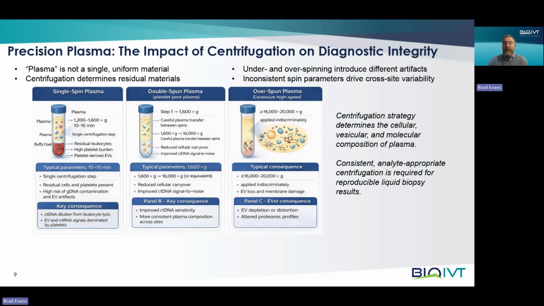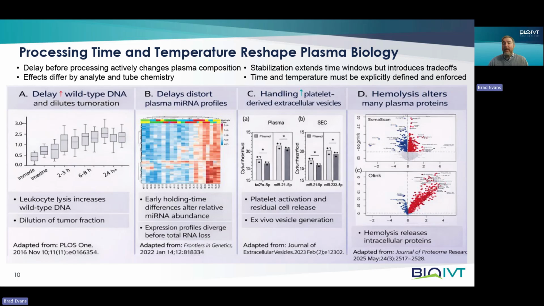Even with the right tube and the right spin, biology continues to change while the sample waits, which brings us to processing time and temperature. This slide shows why delay is not just a logistics issue, it is an active biological variable. Starting with panel A on the left, that is looking at the delay before processing and the fraction of wild-type DNA. As time increases from immediate processing to hours later, you can see a steady rise in wild-type DNA signal.